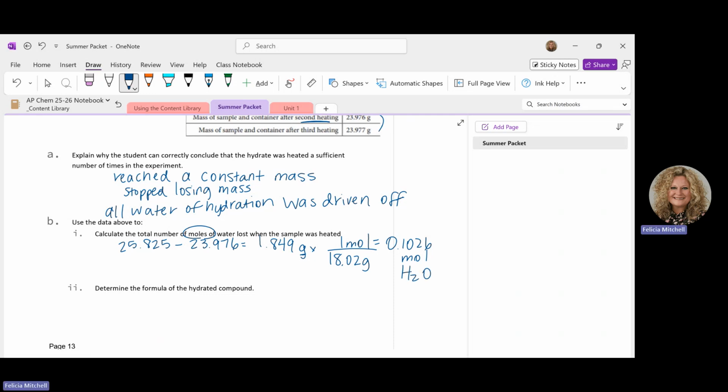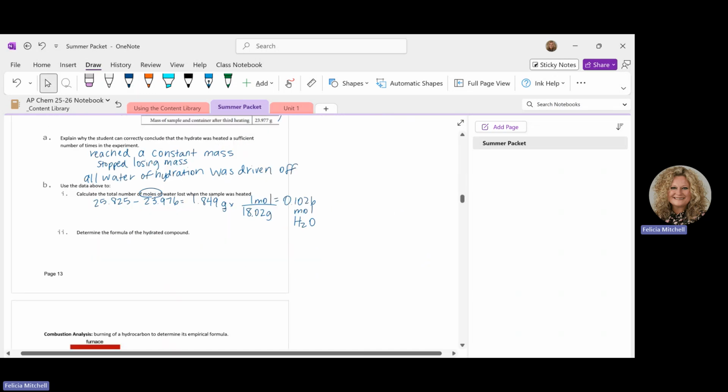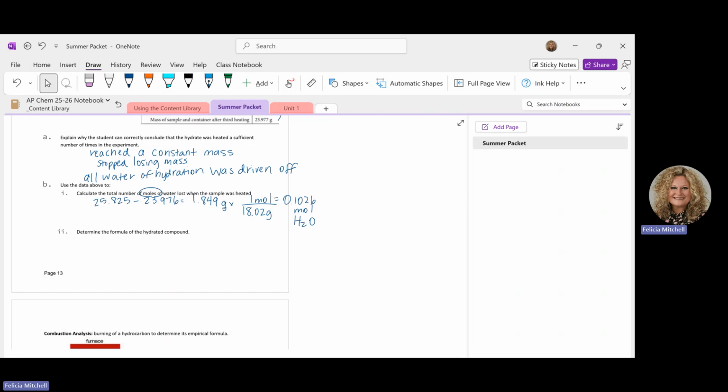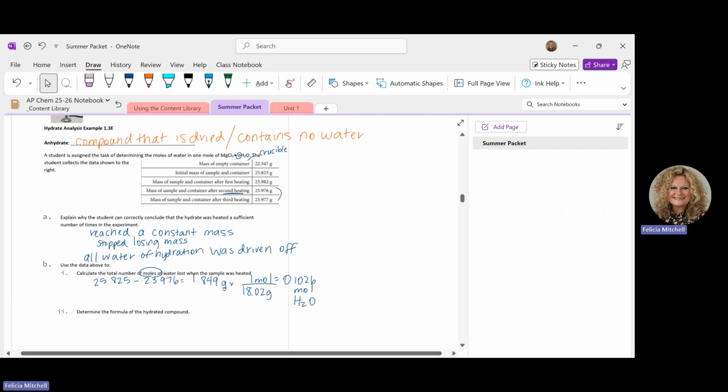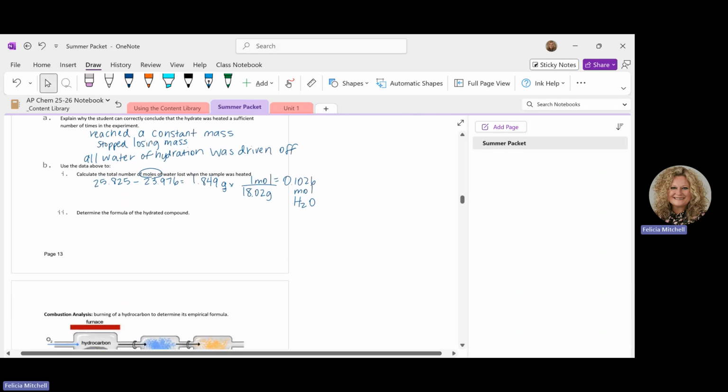If they want the formula of a heated, hydrated compound, it is like doing an empirical formula. You get the number of moles of each substance, and then you divide by the smallest number of moles. It's exactly what we do with empirical formula. So what I do here is I see how many moles I had of magnesium chloride. I already have my number of moles of water, because you have to divide by the smallest number of moles to get their ratio together.